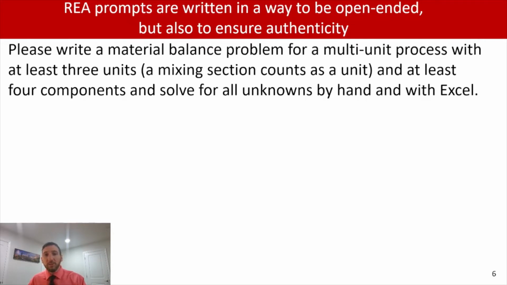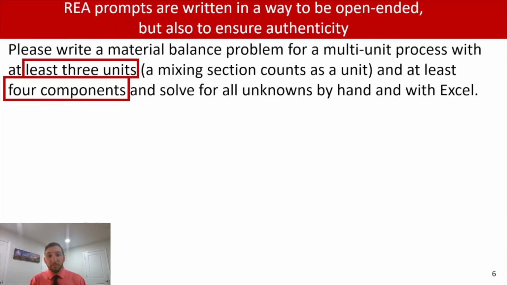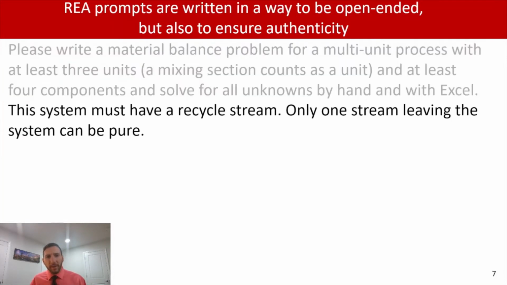and within this first part, I've already started to make some constraints or requirements for the students when writing their problem. And these constraints are that this material balance problem has at least 3 units, and there are 4 chemical species or components that they have to have within their system. Okay, and building off of that, the system must have a recycle stream.